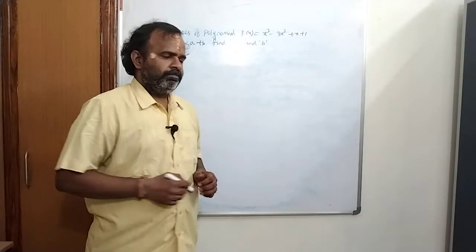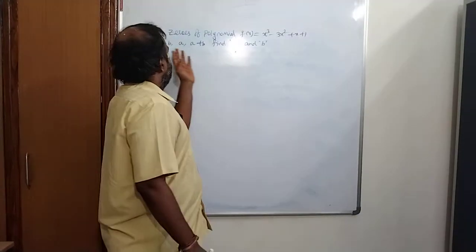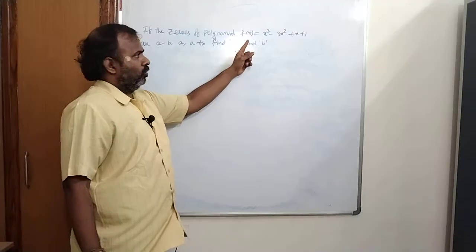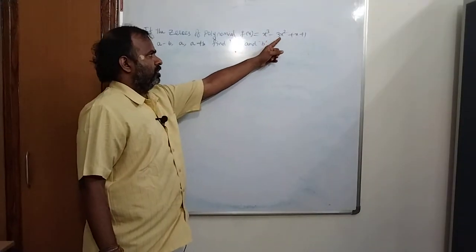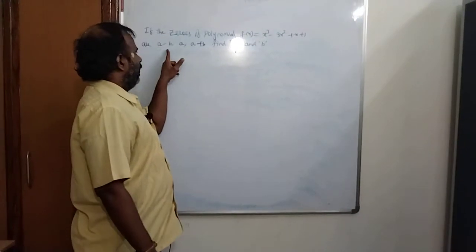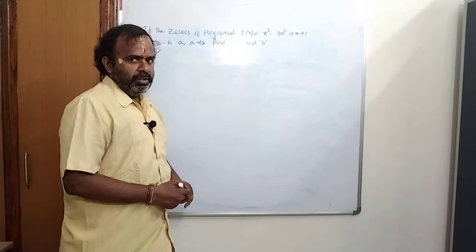Hello, good afternoon everybody. Today we are going to solve the problem: if the zeros of polynomial f of x is equal to x cube minus 3x square plus x plus 1 are a minus b, a, and a plus b, find a and b.